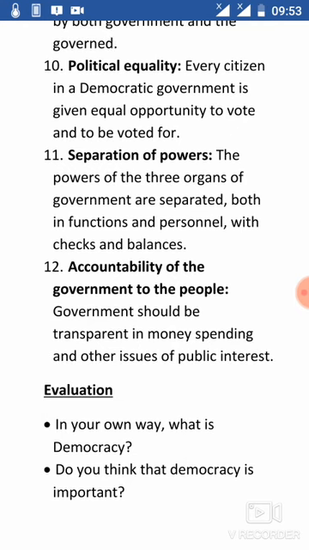And we have evaluation. Here, number 1, we have, in your own way, what is democracy? In your own way, what can you say about democracy? I can say that democracy is a government by consent.